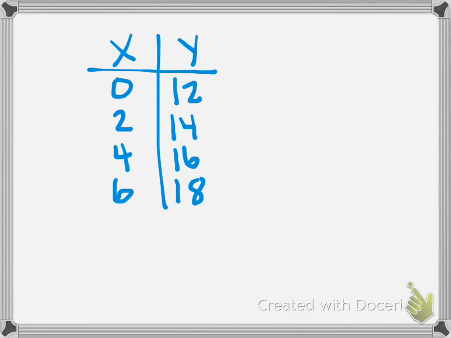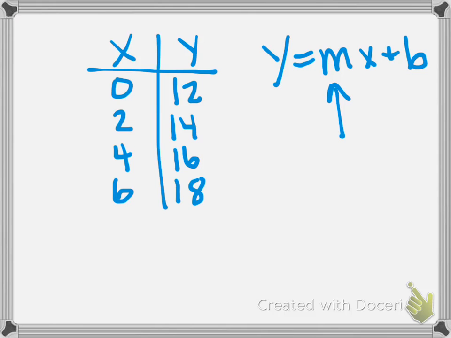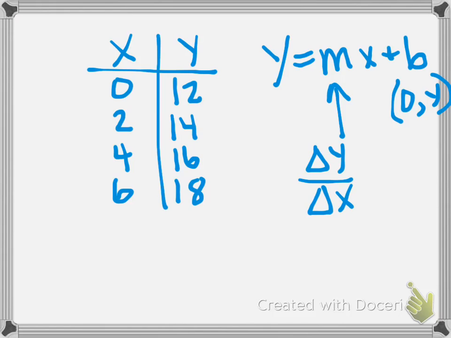To write an equation from a table, you just have to follow a couple of steps. Keep in mind that we're writing linear equations, so we're using the basic form y equals mx plus b, where m is the slope, the change in y over change in x, and b is the coordinate where x is 0, what is y. Let's take a look.